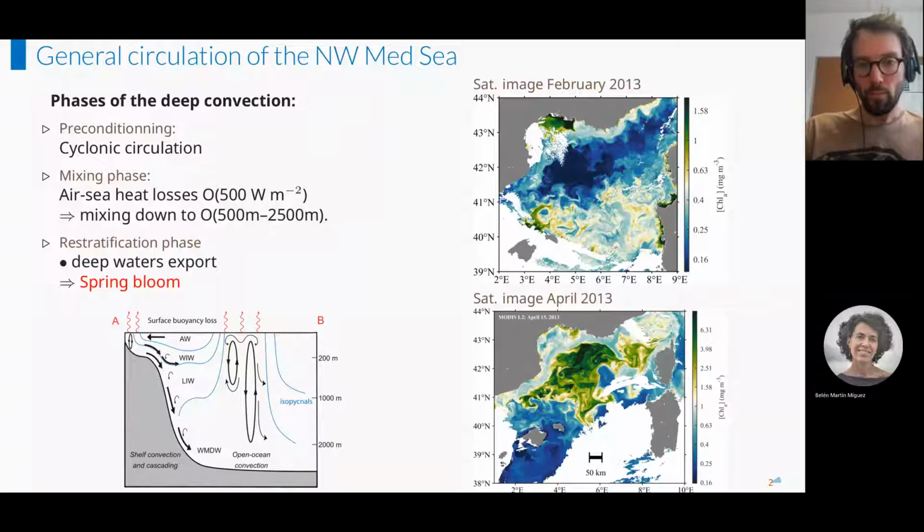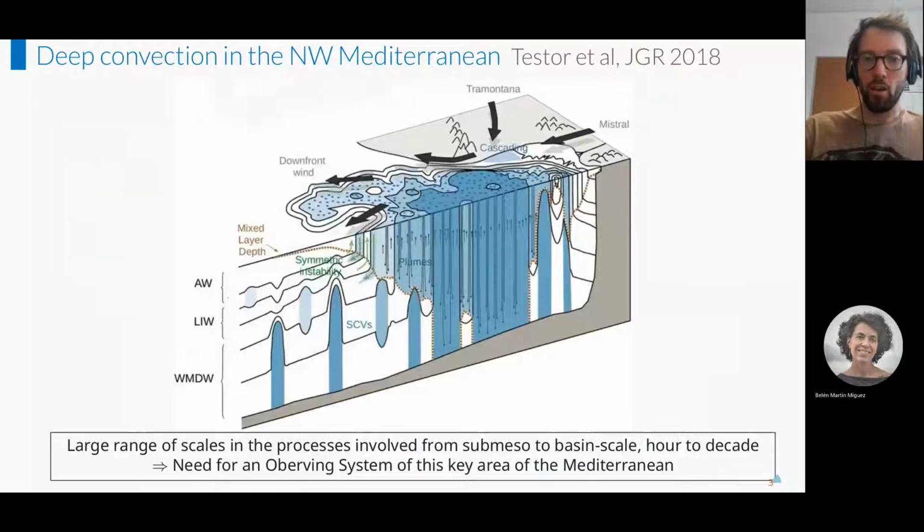And you can see that the system is organized in many different scales. On these satellite images, you could see lots of eddies, lots of fronts, lots of currents, lots of very fine scale structures. And everything is evolving quite fast at the seasonal scale, and also evolving at decadal trends impacted by climate change.